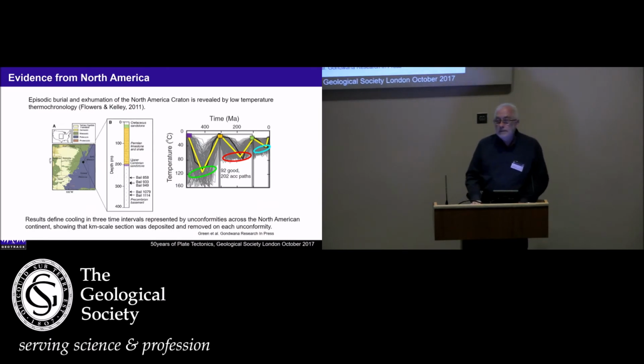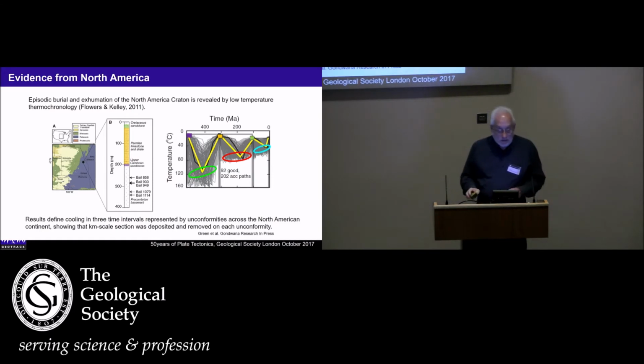Here's another example, very similar. This is from the work by Becky Flowers and Sherry Kelley in this borehole in Kansas, where the borehole is located here. We've got granite basement here overlain by Cambrian, Permian and Cretaceous sandstone, and their low temperature thermochronology data define three cooling episodes here. And again, the geology tells us that this basement was at the surface in the Cambrian, very close to the surface in the Permian, very close to the surface in the Cretaceous. So again, we have this burial, exhumation, burial, exhumation, burial.